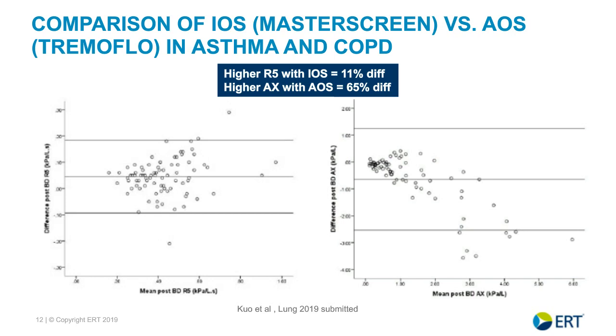But the major difference between the two devices is that the reactance area, or the AX, in other words, the small airway capacitance, was 65% higher with AOS than it was with IOS. In other words, it's telling you that the Tremor Flow device, the AOS device, is more sensitive at picking up changes in small airway capacitance. So I think on that basis, from my perspective, AOS is definitely the way to go.